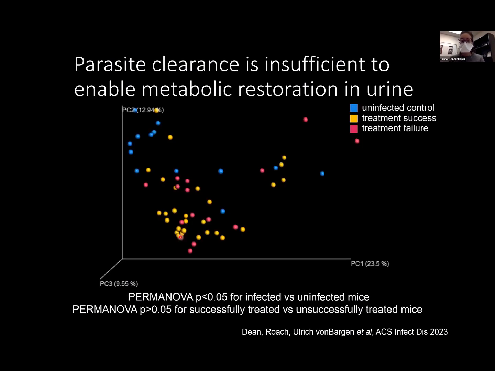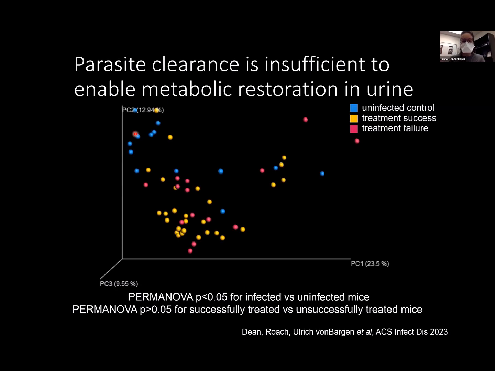If we look at the overall metabolome, each of these spots is summarizing the metabolome of a specific mouse. And what we find is that in gold, the treatment successes cluster with the pink treatment failures, and both of these cluster away from the uninfected control in blue. So even after you kill off all the T. cruzi, the urinary metabolome does not renormalize back to its uninfected status. Now, you can argue that this is in urine. Urine is not one of our Chagas disease symptom sites.